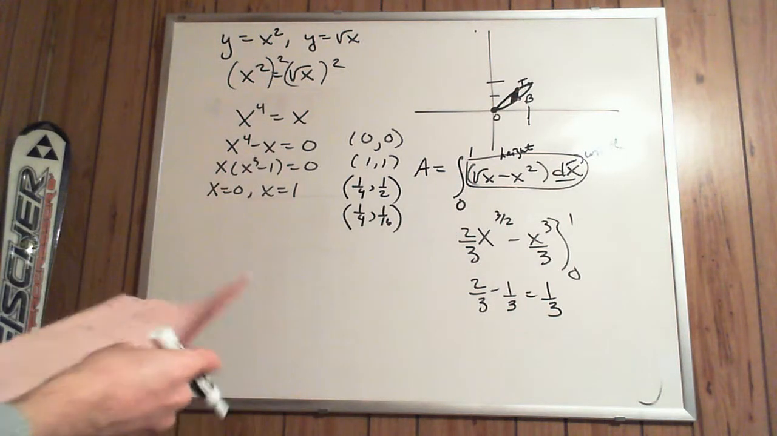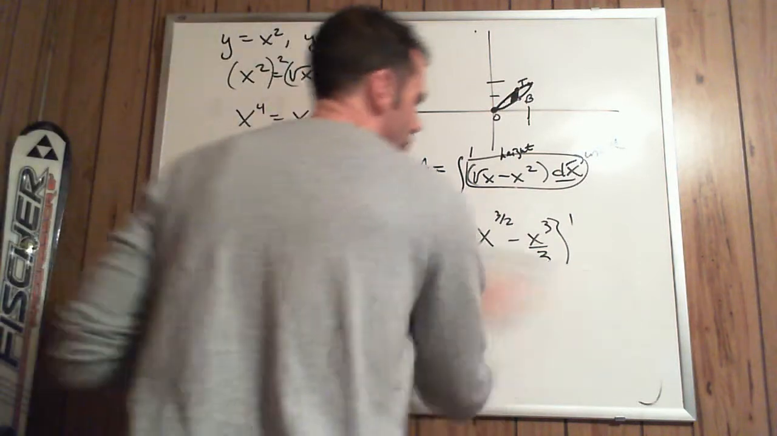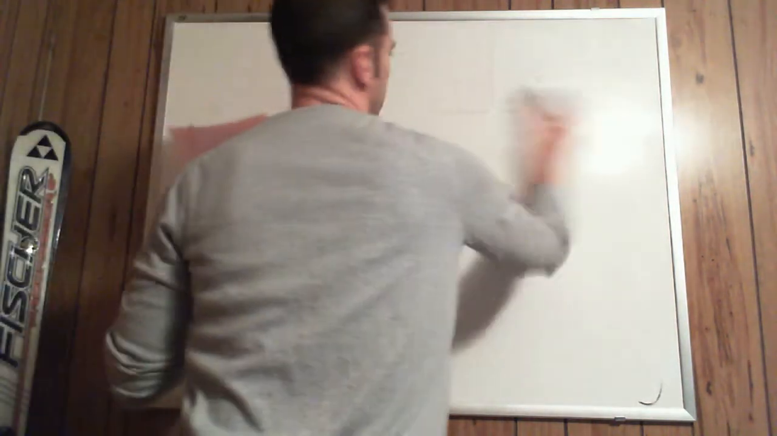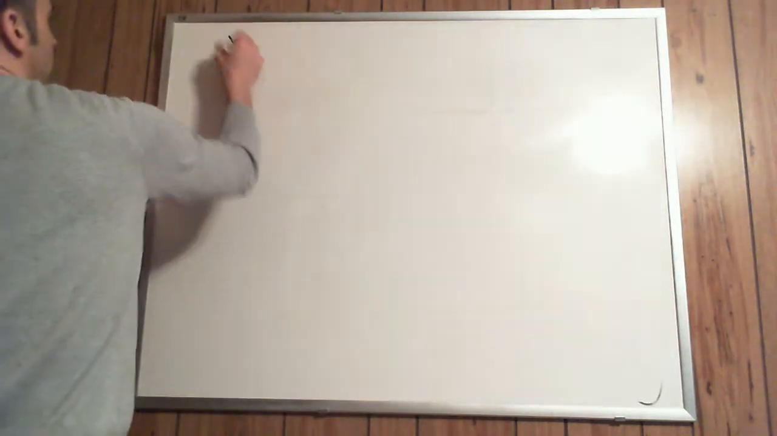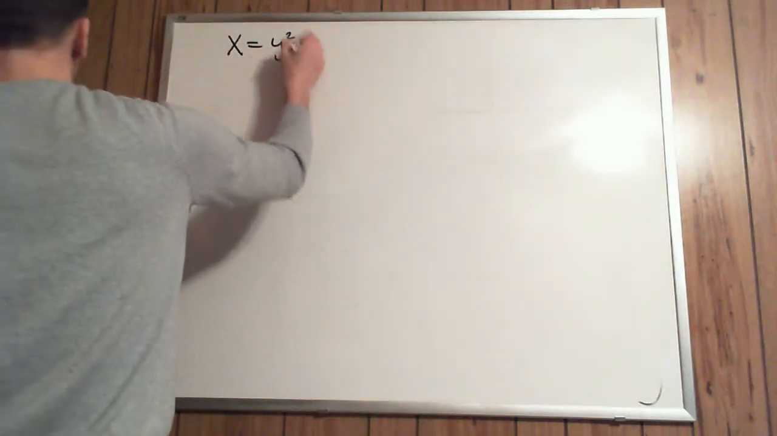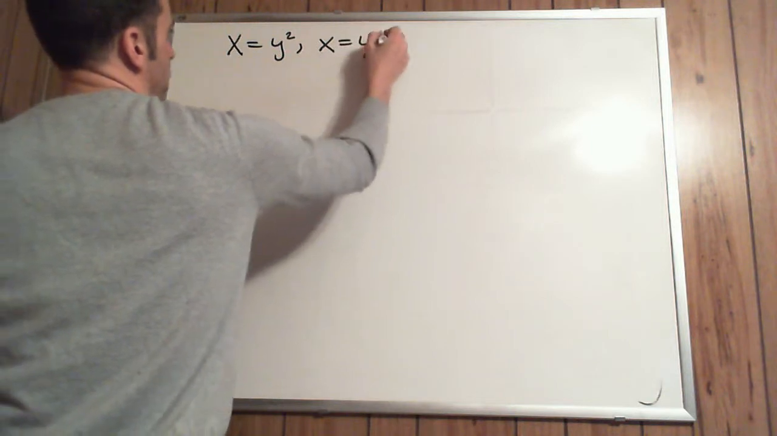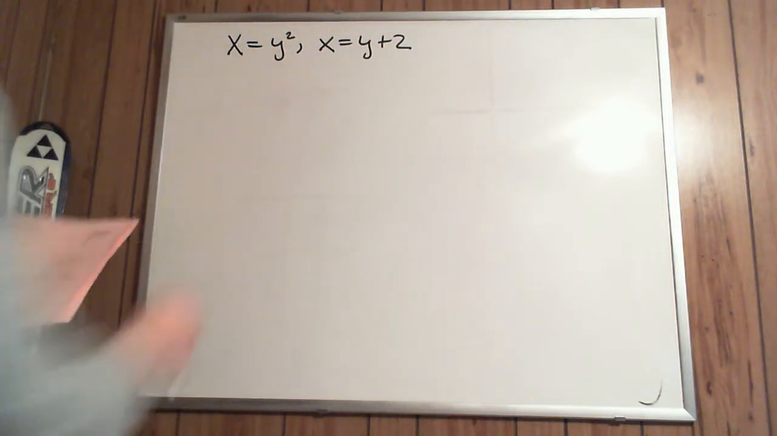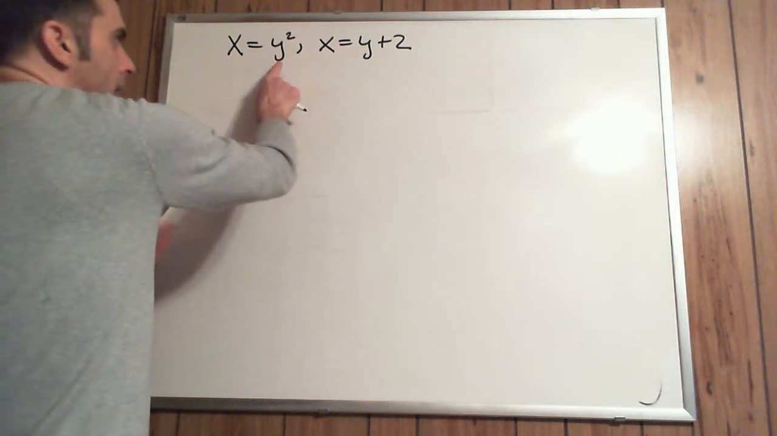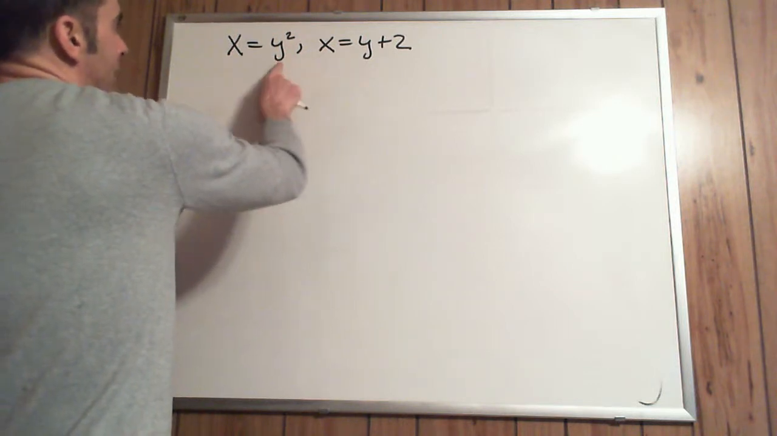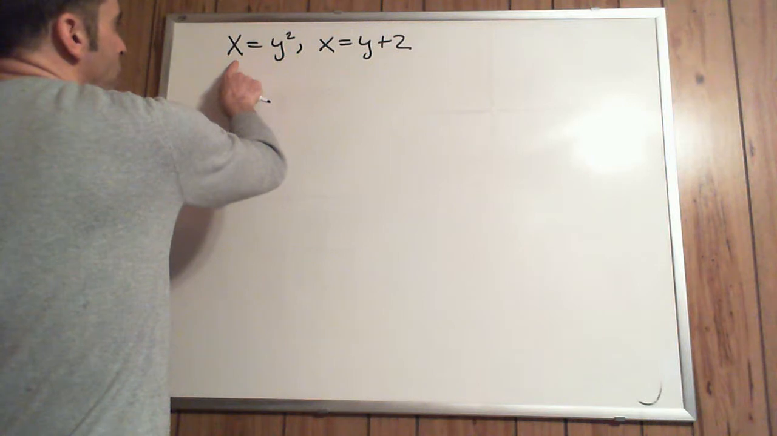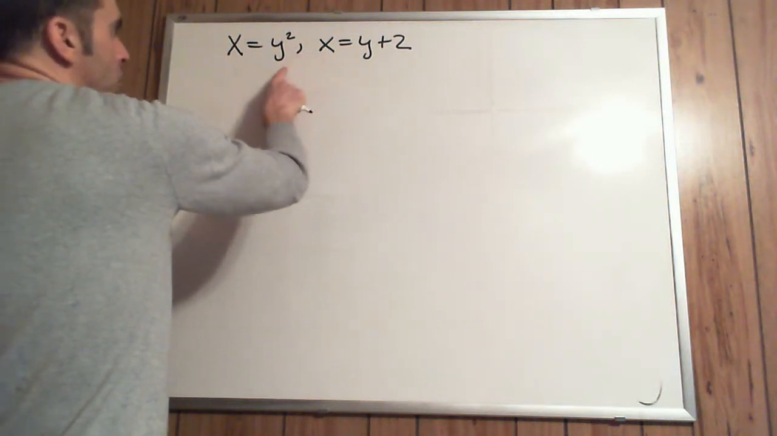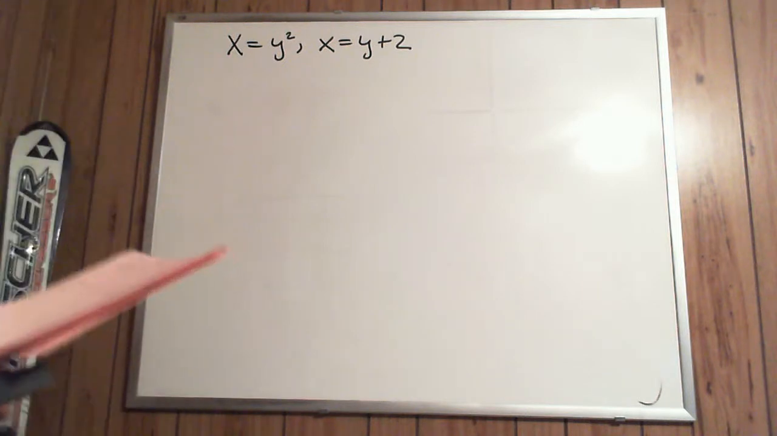Okay? And let's do one where we have something going sideways, where it's not a function of x. So suppose we have x equals y squared and x equals y plus 2. So here in this one, what's different is the y's are squared maybe or cubed. So in that case, you want to solve them for x. Okay, these are going to be functions of y's and not of x's.